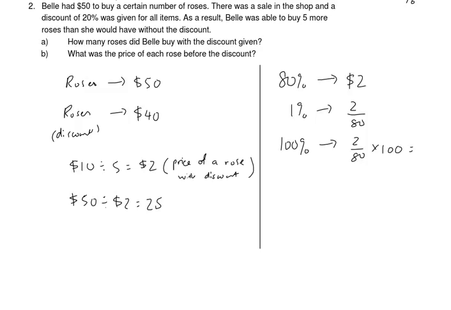Remember to write our answer clearly at the bottom. So answer: Part A, the answer is 25. Part B, the answer is $2.50. Anyone do not understand how I solve this? Is it clear? Yes. If there's no problem, let's move to question 3.